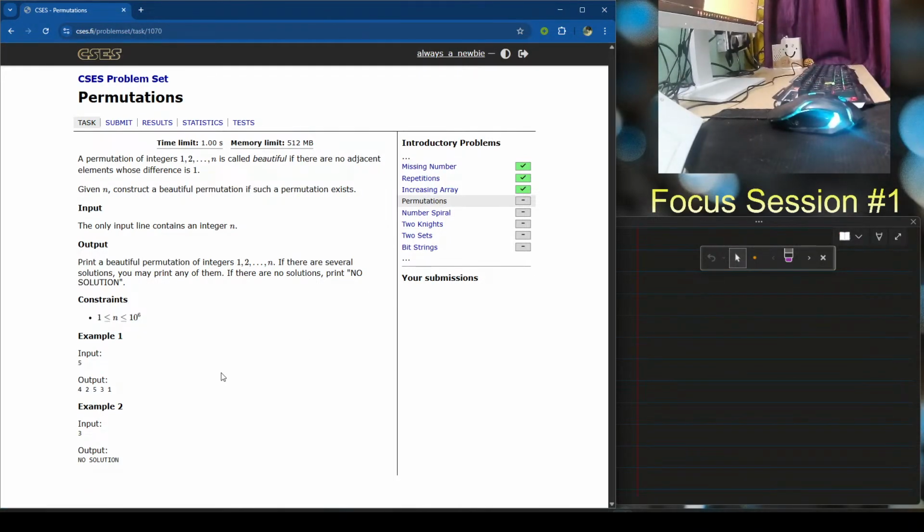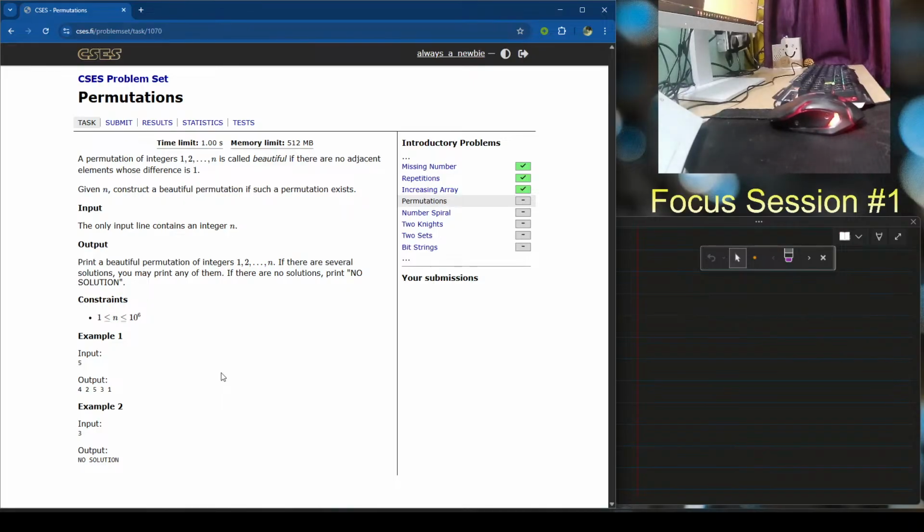Permutations. A permutation of integers is beautiful if there are no adjacent elements whose difference is 1. I have n. I need to construct a beautiful permutation if such a permutation exists. If it doesn't exist, I need to output no solution. If it exists, I need to output the permutation. So I want that there are no adjacent elements whose difference is 1. So what can I output? Is that clear?